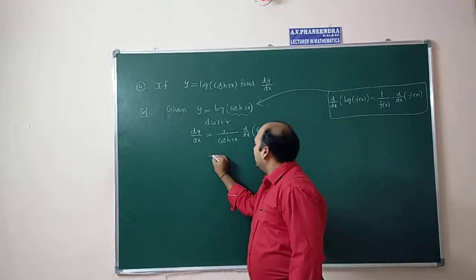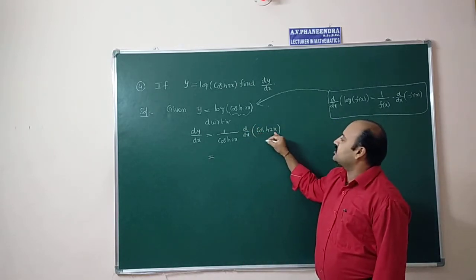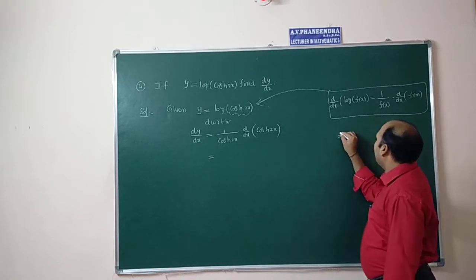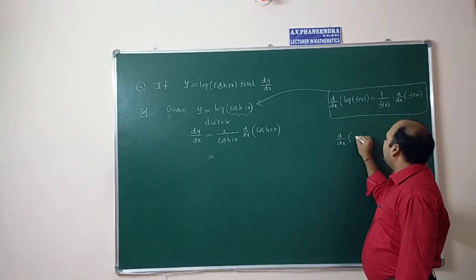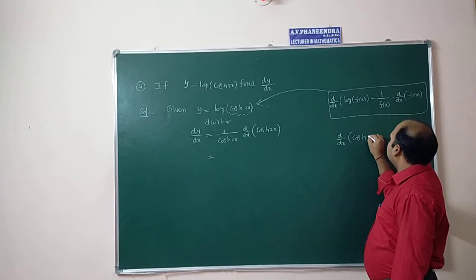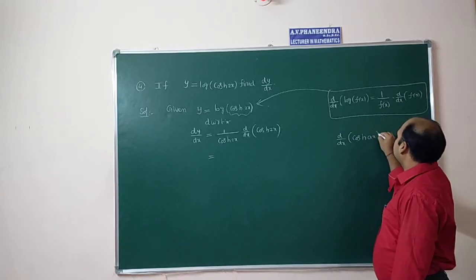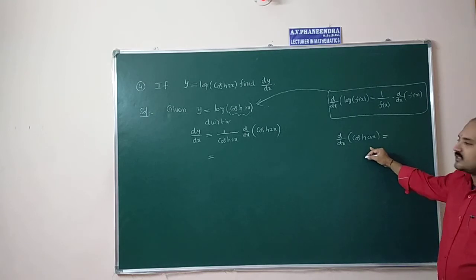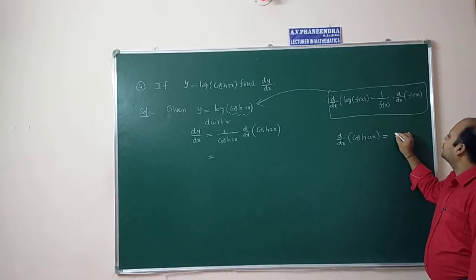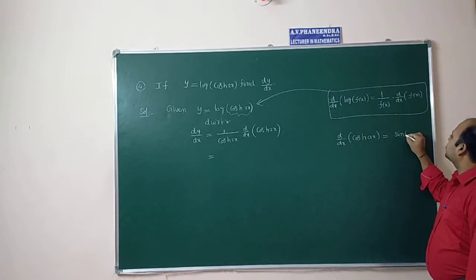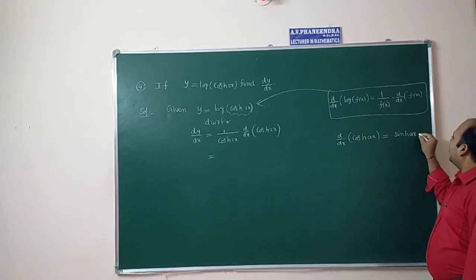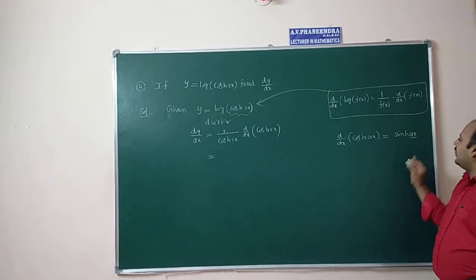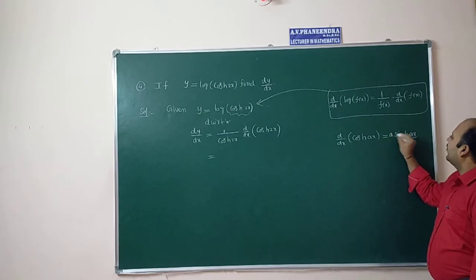So this is equal to d by dx of cosh x. We have the formula d by dx of cosh ax is sinh ax. Again, ax is the function involved, and the derivative of ax is a, so we can write it as a.